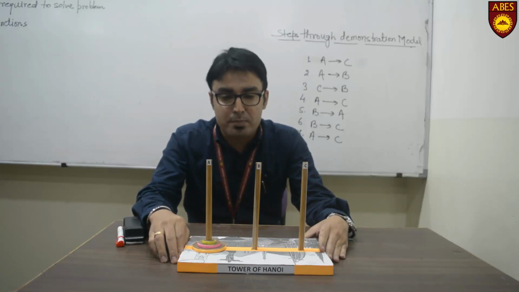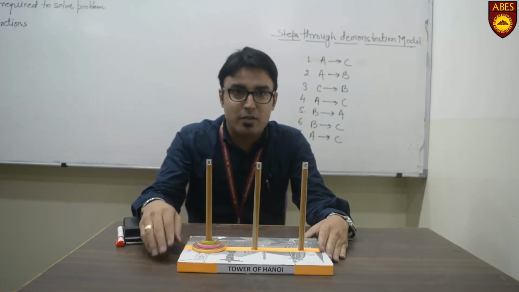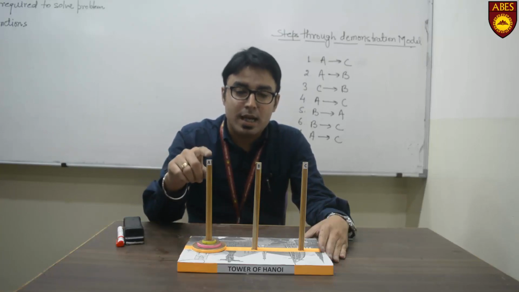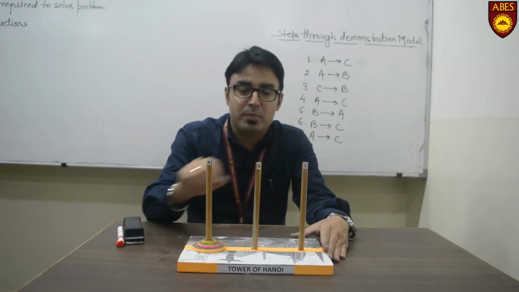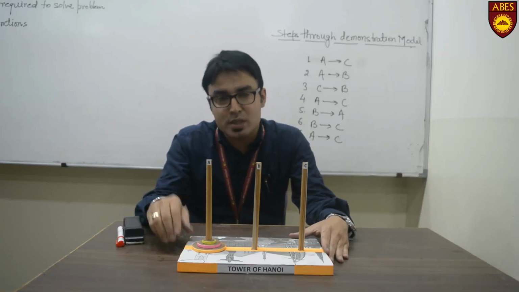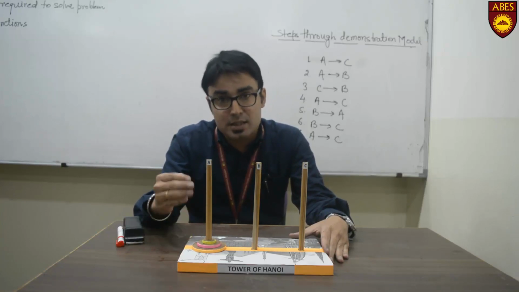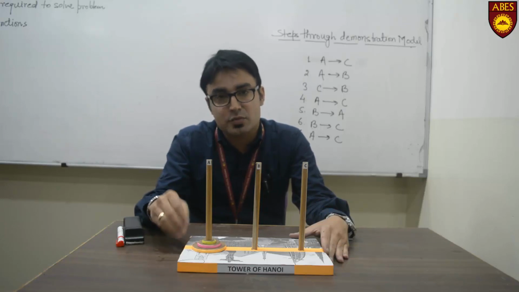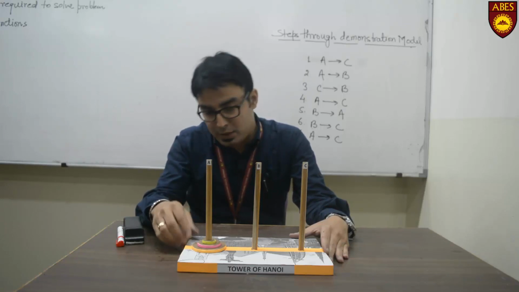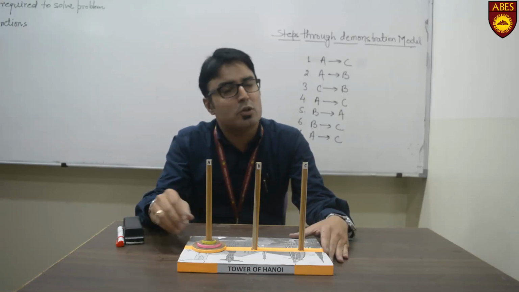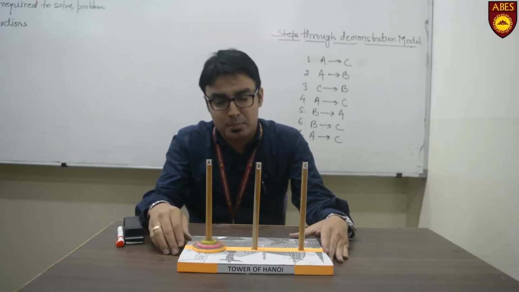There are actually three pegs or poles, you can say, which are clearly visible in this demonstration model: A, B and C. In pole A you can see some discs lying in increasing order from top to bottom. You can clearly see I took three discs. There could be more than 3, 4, anything.